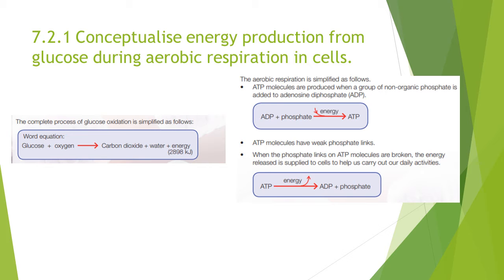it will form an ATP molecule. So this ATP molecule will have weak phosphate links, meaning the links between these three phosphates are very weak. So when the phosphate link on the ATP molecule is broken down, the energy released is supplied to the cell to help us carry out our daily activity. So this ATP which contains the energy will break down. One of the phosphates will break down, so it will release energy. So the product is ADP, back to the ADP, plus another phosphate. So it will turn back, or it will continue the cycle.